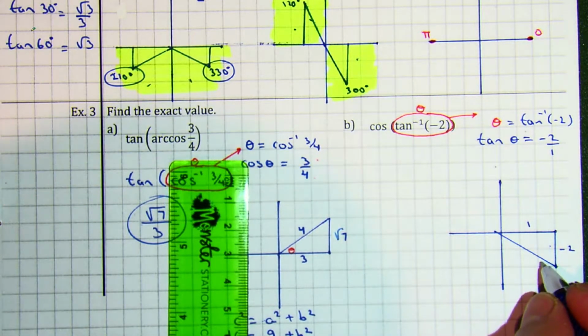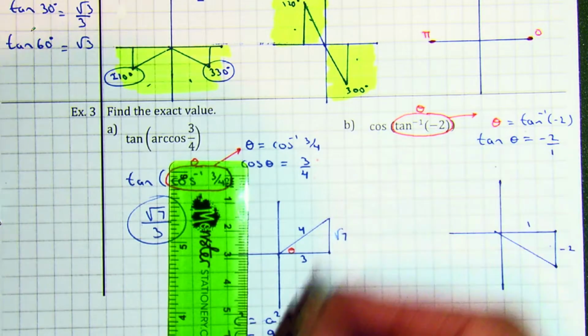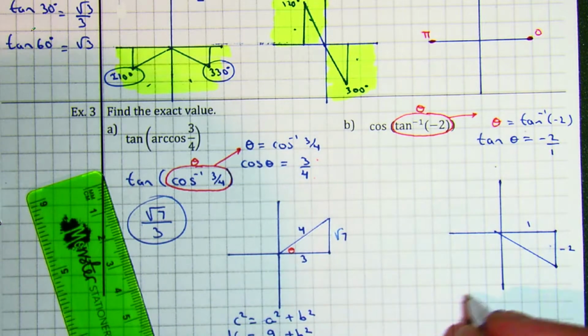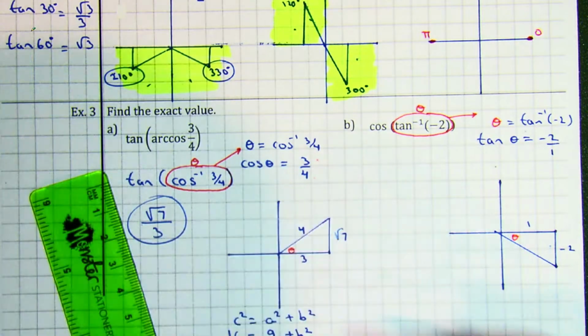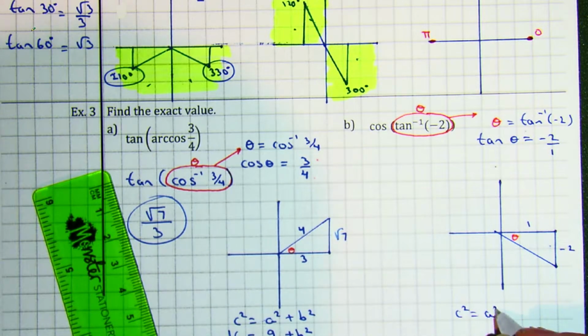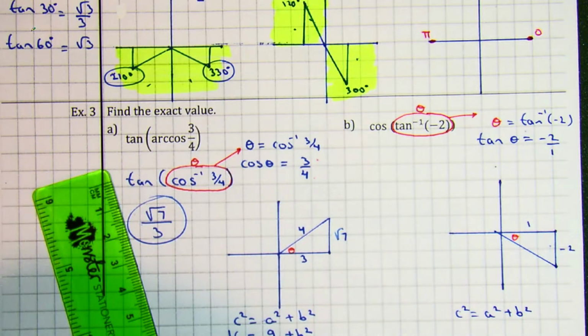And now I'm going to find the missing side, because I need to be able to find the cosine of that same angle. So this is your angle. I'm going to find the missing side, so we have c squared is equal to a squared plus b squared. See what you get, and then we can compare our answers.